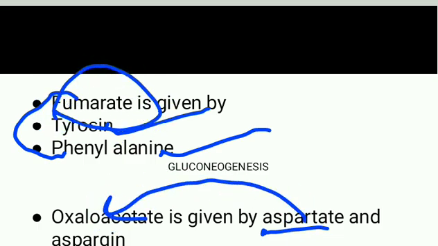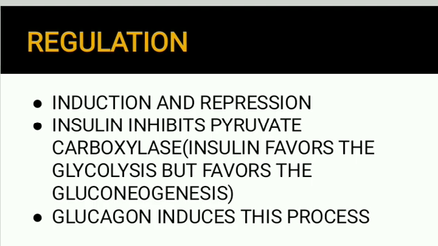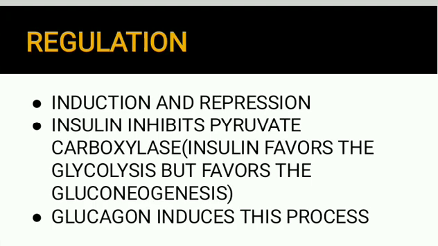Fumarate is also an intermediate of the TCA cycle. It enters the TCA cycle and is ultimately converted into oxaloacetate, and then oxaloacetate is converted into glucose. And when aspartate and asparagine are converted into oxaloacetate, we know that oxaloacetate is converted into phosphoenolpyruvate, and that is responsible for entering the glycolytic pathway. So these were the main steps responsible for the production of glucose from non-glucose sources.